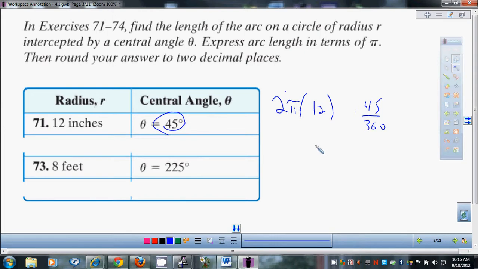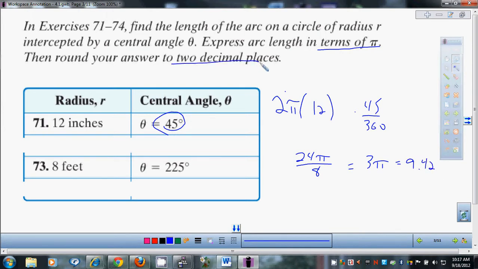Well, somebody want to help me with that? 24 times 45. Calculator would be fine for that. This right here, so it's 24 pi over 8, essentially, which is 3 pi. Thank you. That is much easier. So, the arc length is 3 pi, that's in terms of pi, and as a decimal, if you punch that in, it's about 9.42. So, that's the two things.